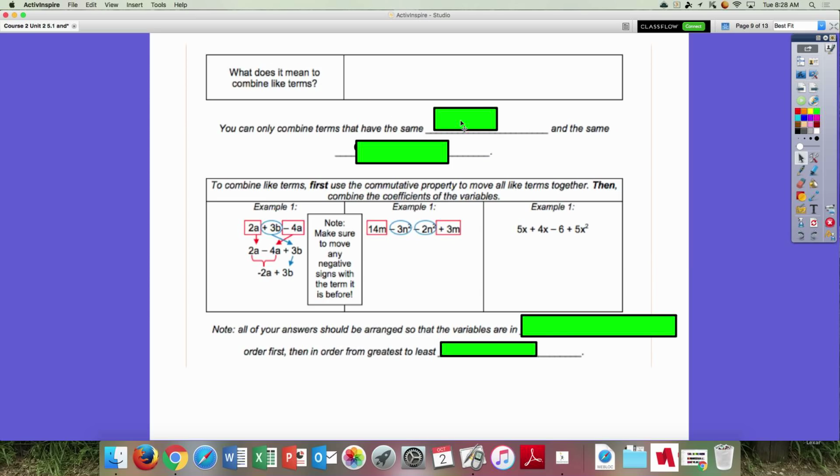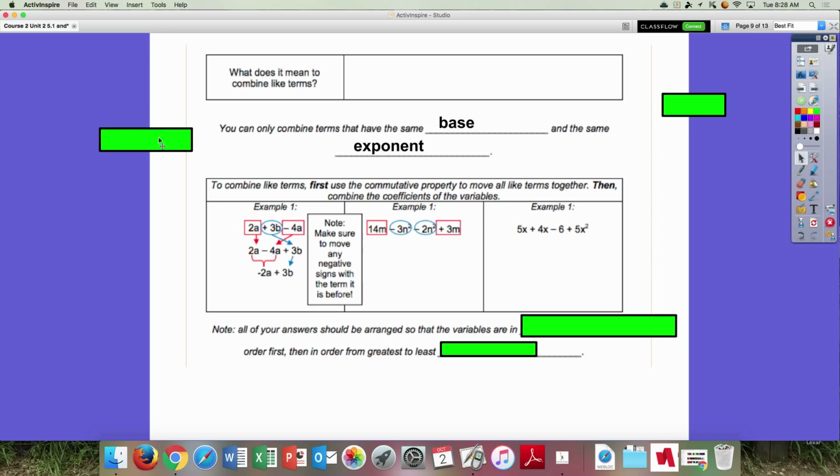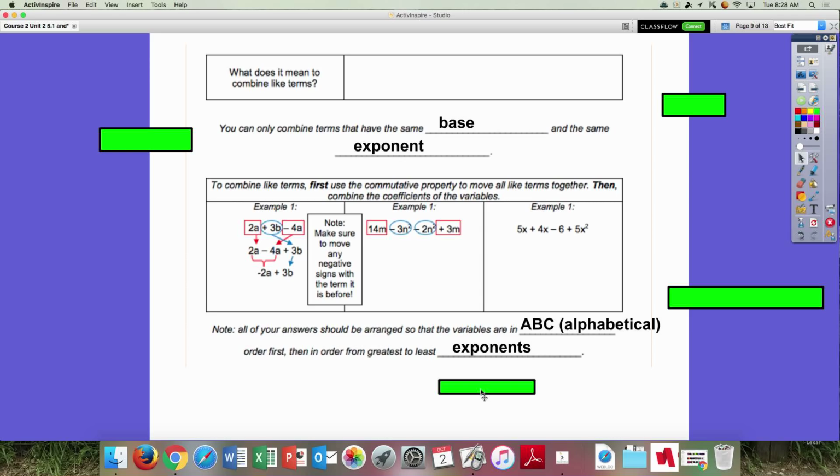All right, we've talked about this before. You can only combine terms that have the same base and the same exponent. You will hear that again and again and again. Okay? All your answers should be arranged in A, B, C, or alphabetical order, and then from greatest to least with the exponents. So looking at this one right here, see how this 14m and this 3m are in red boxes, and then these n squares are in circles? That's because they're different. I can combine the things in red boxes and I can combine the things in blue circles. So we're going to go in alphabetical order, so m is before n.